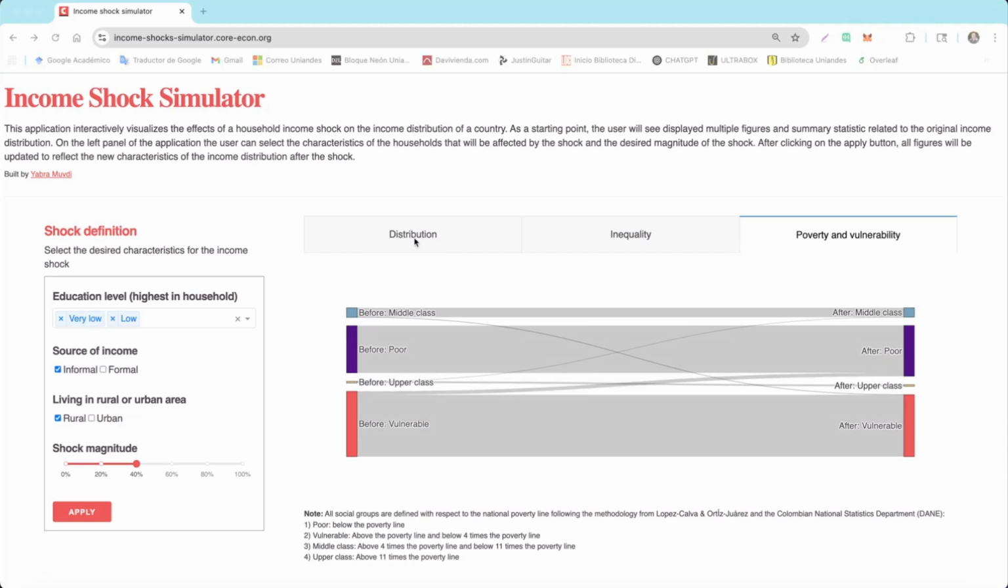To finish, let's simulate a shock to the opposite segment of the population, that is, households with a high level of education, formal income, and living in urban areas.